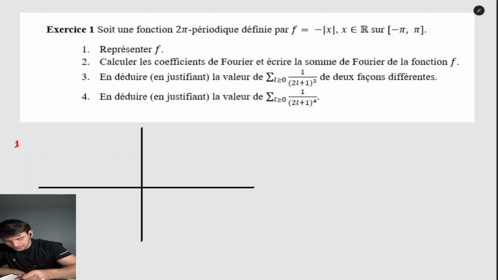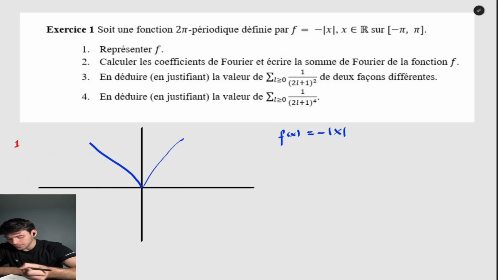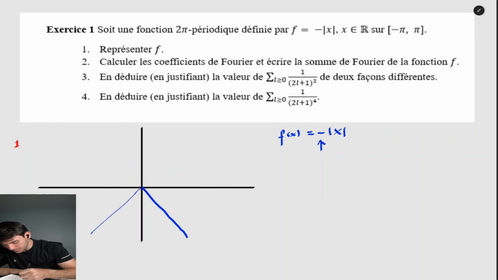So our function is f of x equals minus modulus of x. So if we only had modulus of x, the function is well known, it is basically a V. So it's a pair function. And since we have this minus here, we're just gonna invert the graph. So we're gonna invert the signal and we'll have an inverted V here. So it will form something like this. So that's the representation of our function.